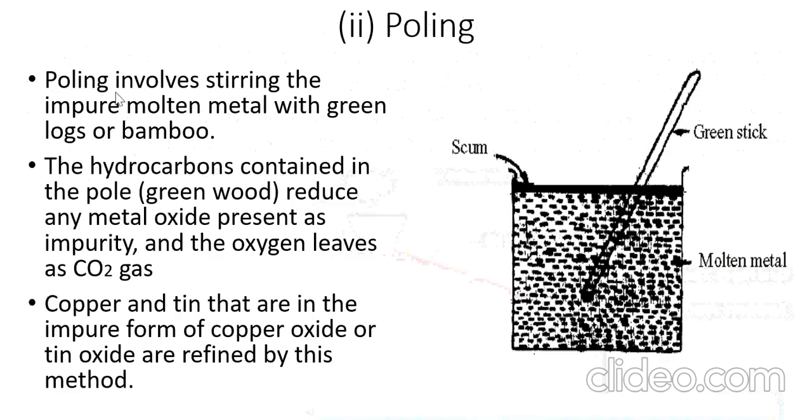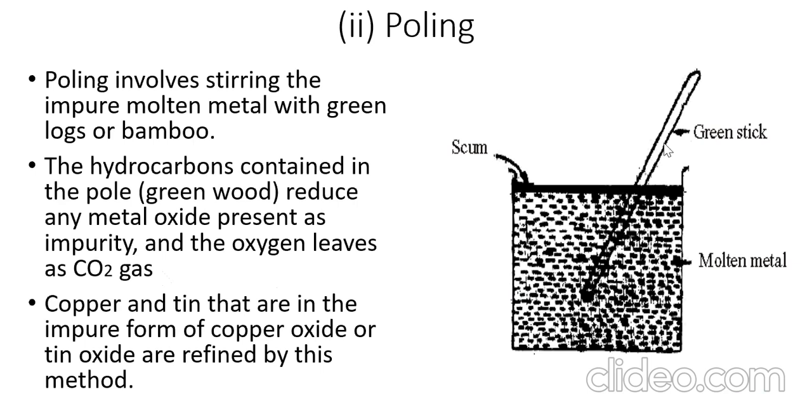Next, we have pooling. Here, it involves stirring with a hydrocarbon stick, a green stick. This green stick is a source of carbon. Carbon is a reducer. So as you add it onto the molten metal, carbon reacts with oxygen to form carbon oxide.